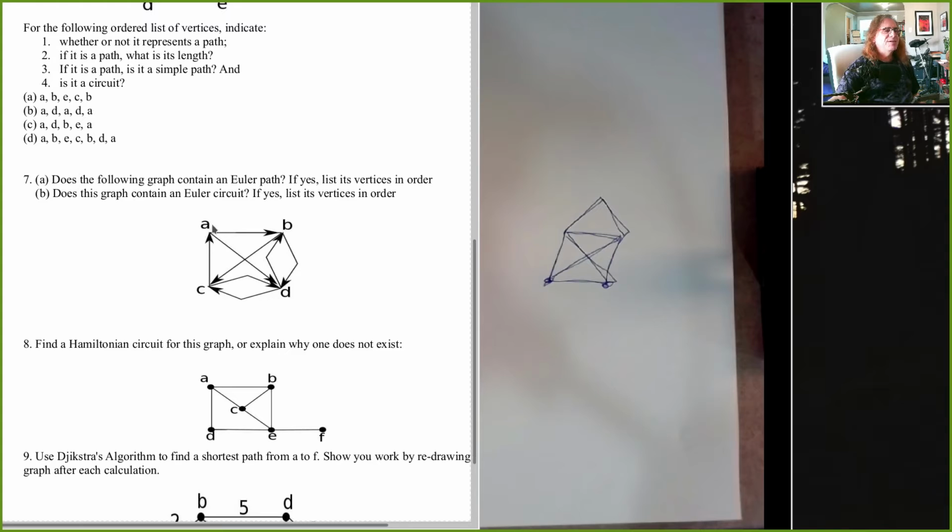And then 7 asks, does this contain an Euler path? So an Euler path is a simple path that travels along each edge, right? So you have to go over each edge exactly once. So we can go from A to B to C and back up to A. That takes care of the top part. We can come down here, and then we can loop around B and back to D, and then we can loop around here to C and back to D. That will have traveled every edge exactly once. So that's an Euler path, but it's not a circuit because we didn't come back to A where we started.